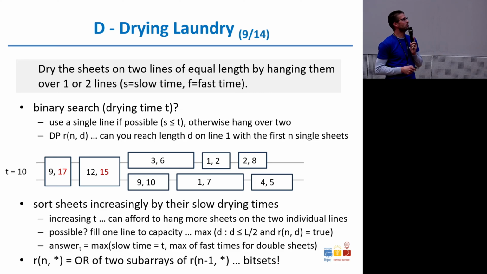Well, we can try to fill one line, so the remaining part, to capacity. So as much as we can, because we know that whatever's left is going to go on the other one. So this is ideal. If we can fill it as much as we can, then a very small part that's remaining is definitely going to fit on the other side. So we're looking for the maximum distance such that it's less than half of whatever was left, and that we can actually reach this distance.